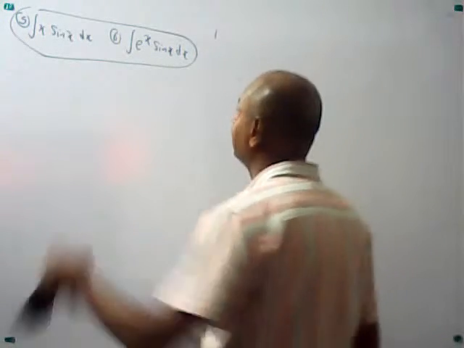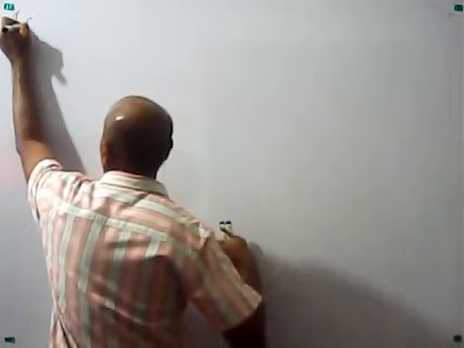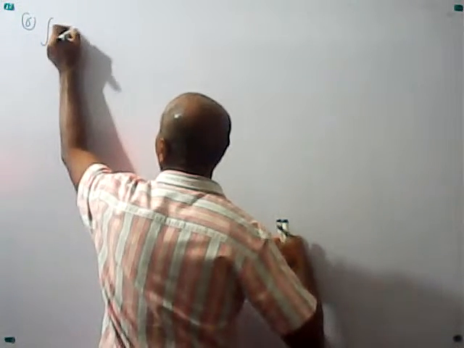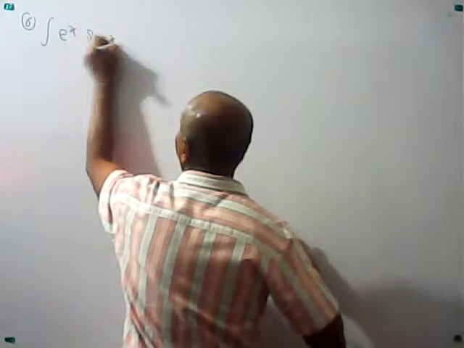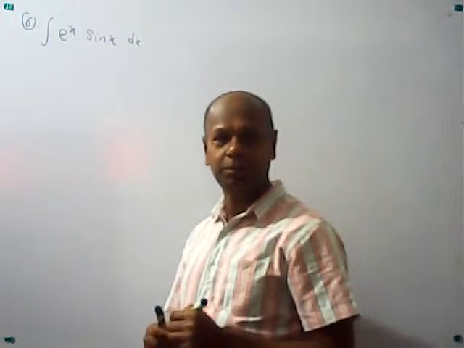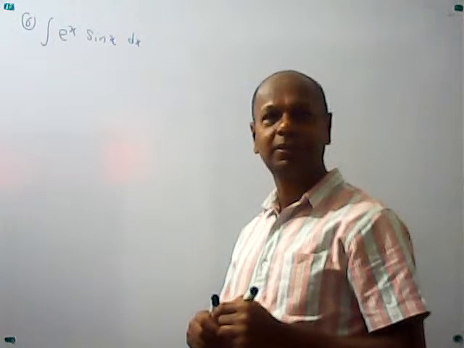Right, number 6, e^x sin x. Yeah, you have to take one of them as u, the other as dv by dx. Which way have you selected?